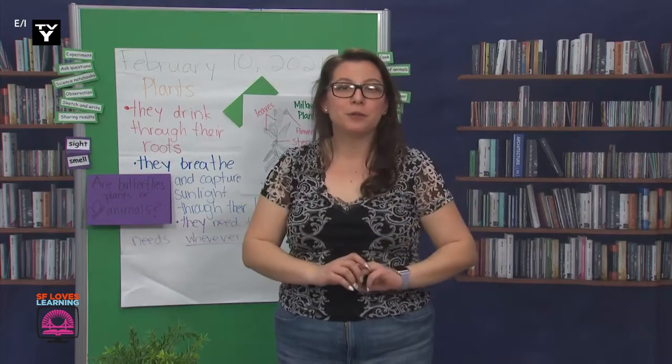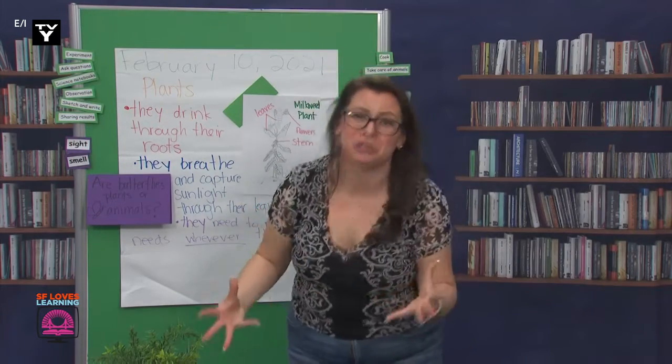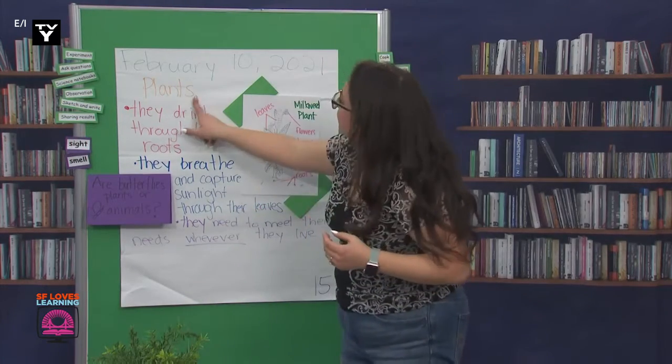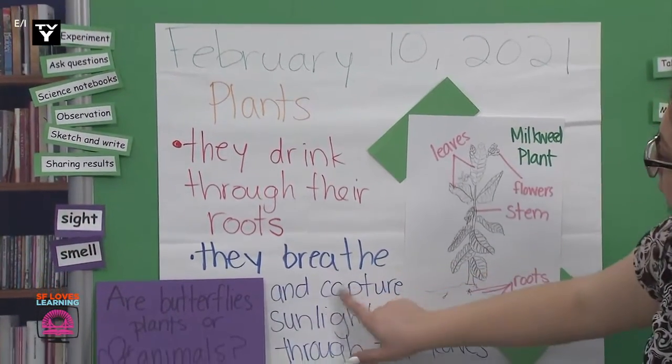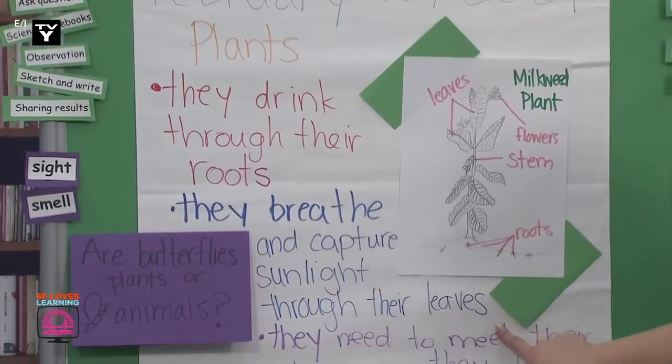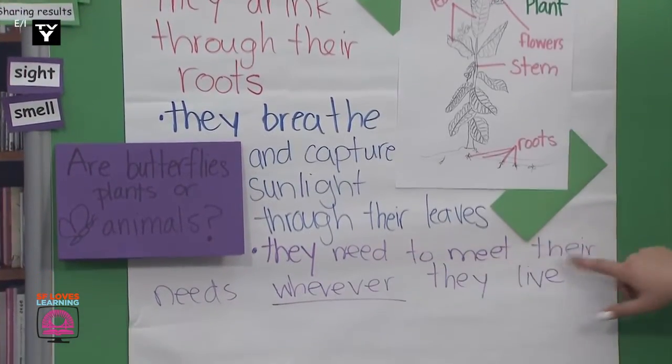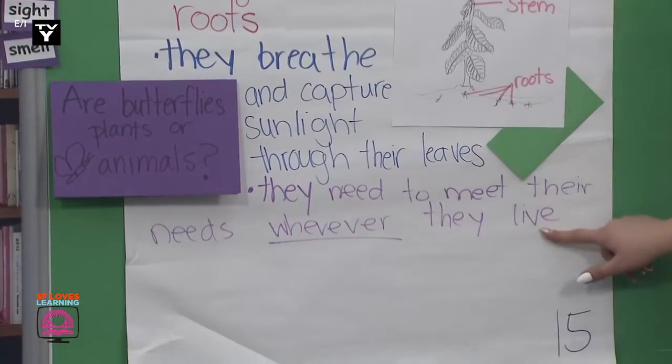But let's reread our notes from today. I need to reach a conclusion. All right, plants. They drink through their roots. They breathe and capture sunlight through their leaves. They need to meet their needs wherever they live.